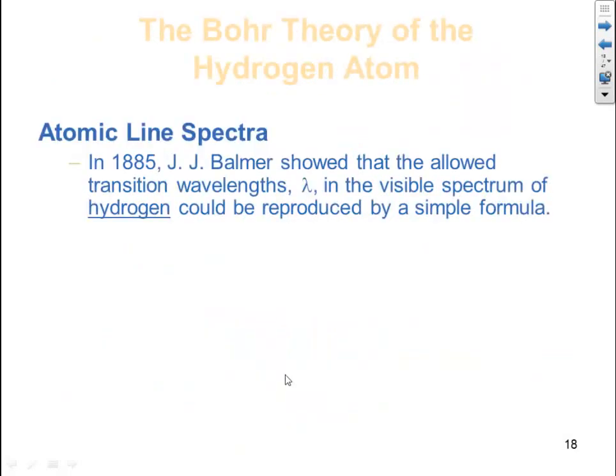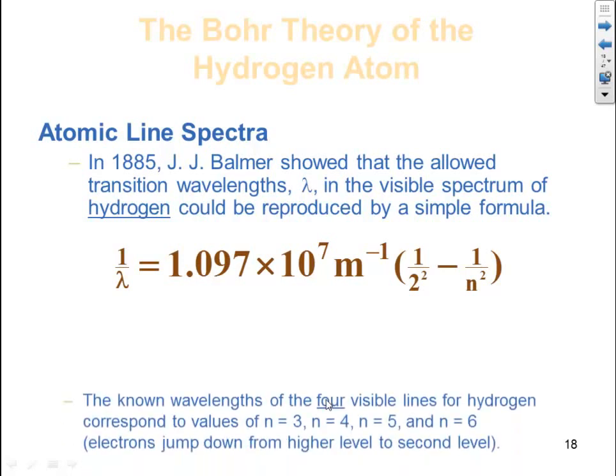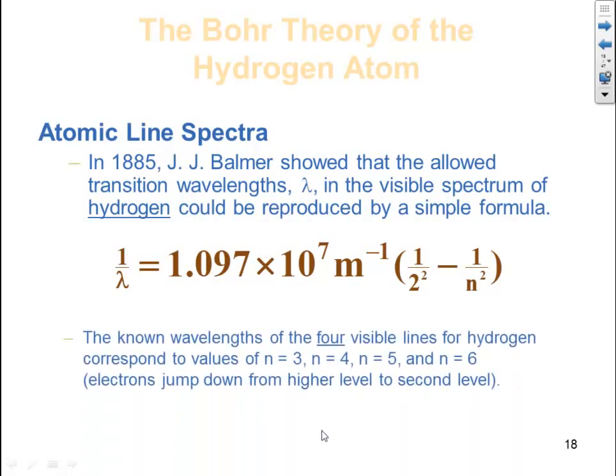In 1885, J.J. Balmer showed that the allowed transition wavelengths in the visible spectrum of hydrogen could be reproduced by a simple formula: 1 over lambda equals 1.097 times 10 to the 7th meters to the minus 1, times (1 over 2 squared minus 1 over n squared). The known wavelengths of the 4 lines of hydrogen, notice we said there were 4 lines, correspond to values of n equal to 3, n equal to 4, n equal to 5, and n equal to 6. Those are the different energy levels that we could plug into this n to figure out the wavelengths of those lines that we saw in that emission spectrum.